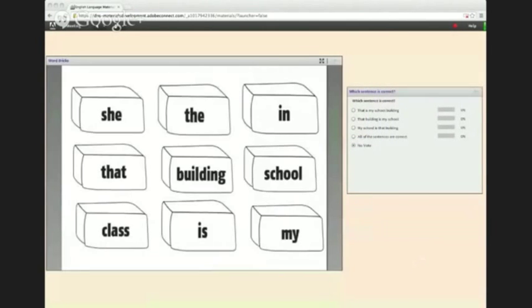And today we have 9 word bricks that I made, and the question is, which sentence is correct? So out of these cards, out of these words, what sentence or sentences can you make? That is my school building. That building is my school. My school is that building. Or all of the sentences are correct.